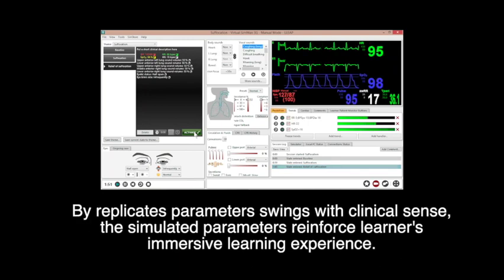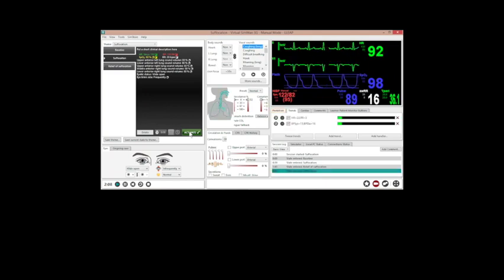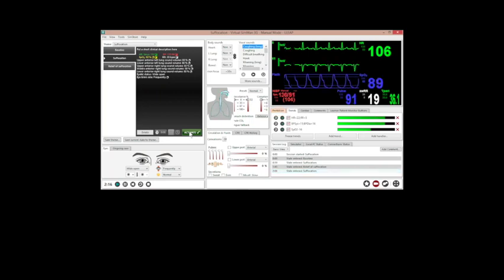By replicating parameter swinging with clinical sense, the simulated parameters reinforce learners' immersive learning experience. That's all for this video in imitation of parameter compensations with transitions in themes. It coordinates a series of simple parameter progressions and matches high fidelity parameter behavior.